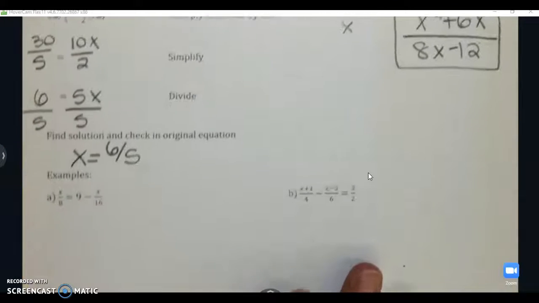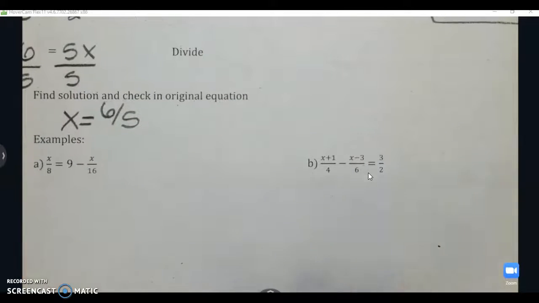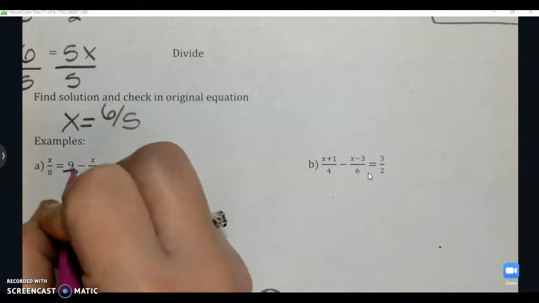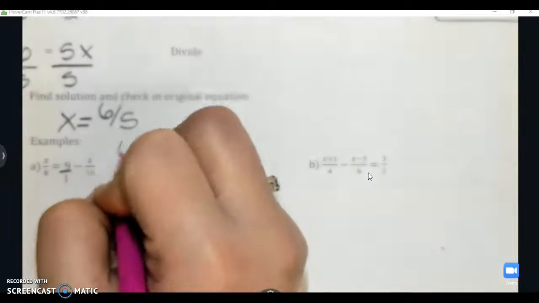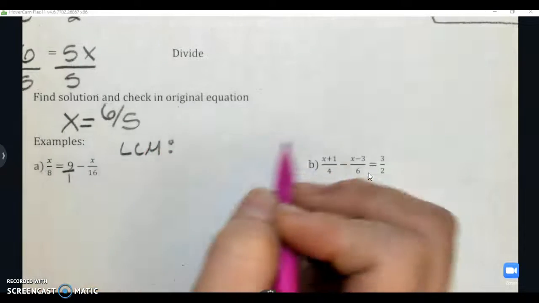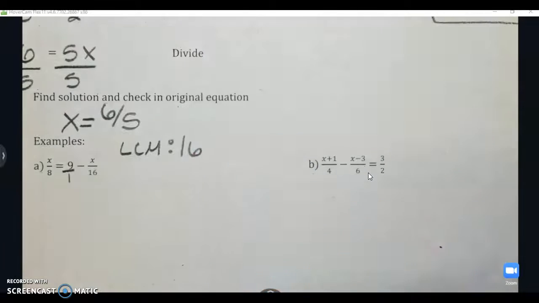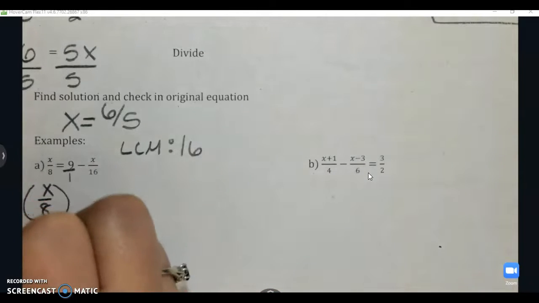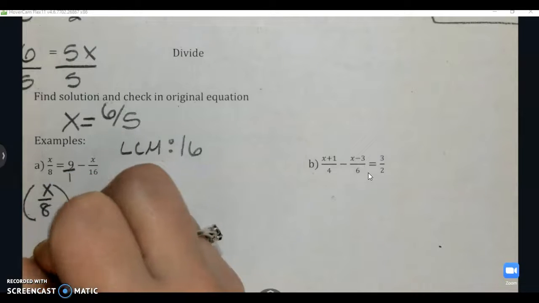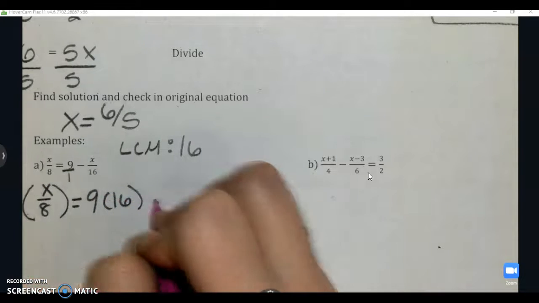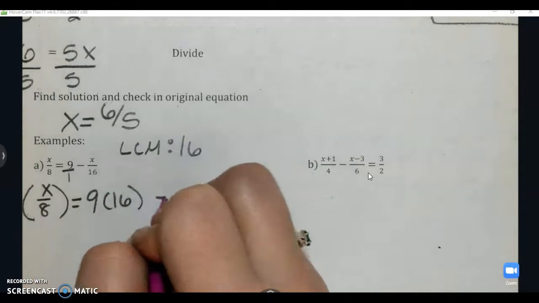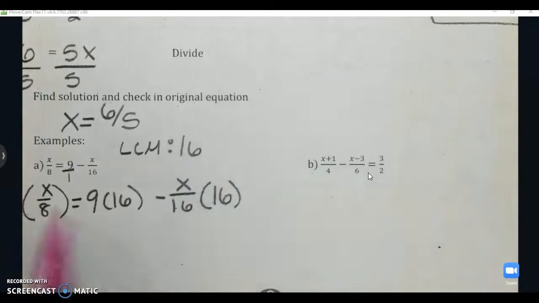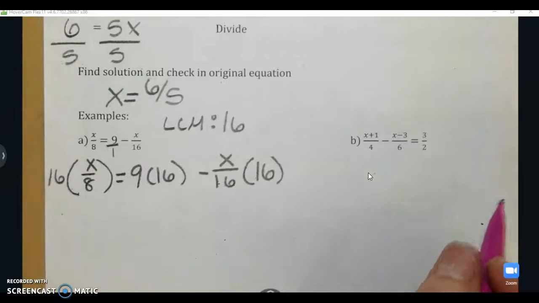Okay, let's keep practicing that. Starting with example A here, we need to find our least common multiple. So I've got 8, remember this is 9 over 1, and 16. So my least common multiple on example A is going to be 16. So we're going to multiply x over 8 by 16, 9 by 16, and negative x over 16 by 16. So all three parts get multiplied by 16.